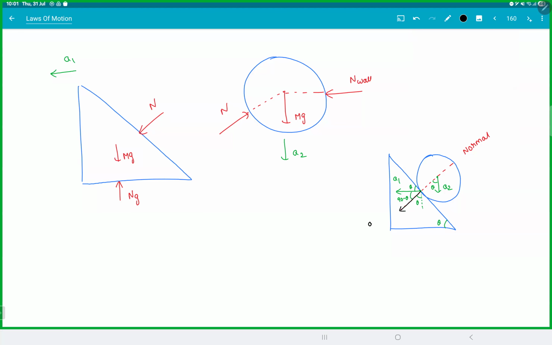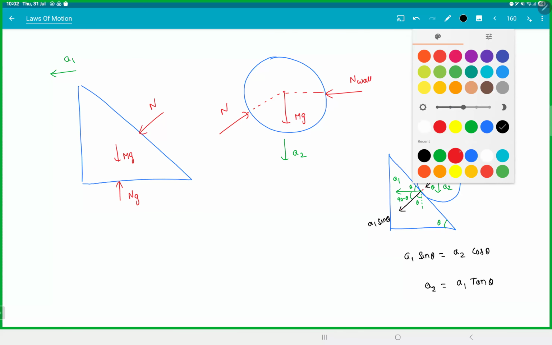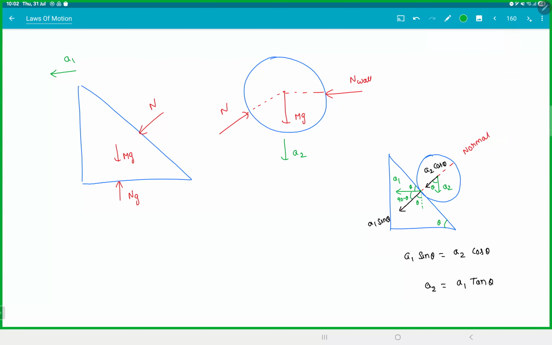So acceleration along the normal must be same. This component will be A1 cos 90 minus theta, which is A1 sin theta. This component will be A2 cos theta. So A1 sin theta is equal to A2 cos theta. This is the relation between the accelerations. So we got A2 is A1 tan theta. This is your step 2. Assign the accelerations and find the relation between them. Great. And then let's find the forces.